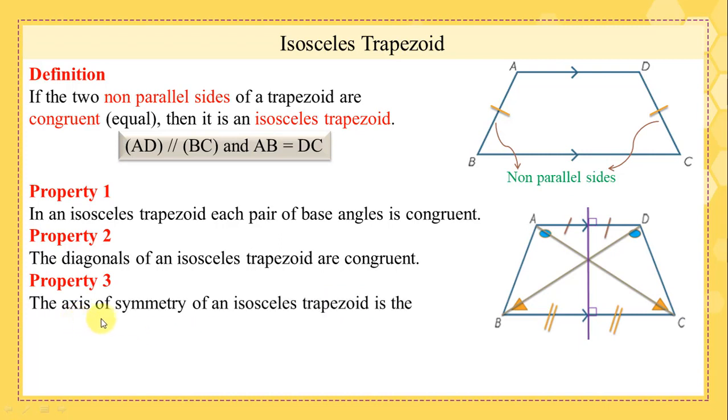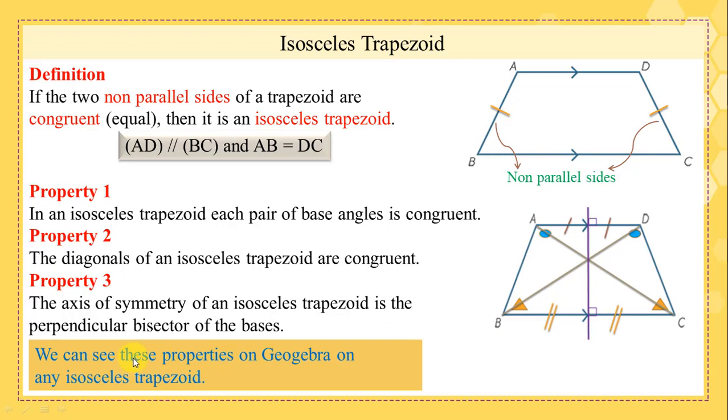Property 3. The axis of symmetry of an isosceles trapezoid is the perpendicular bisector of the bases. The axis of symmetry is the line that cuts the isosceles trapezoid into two identical shapes. That is, it is perpendicular to the bases and it passes through the midpoint of the bases. We can see these properties on GeoGebra on any isosceles trapezoid.